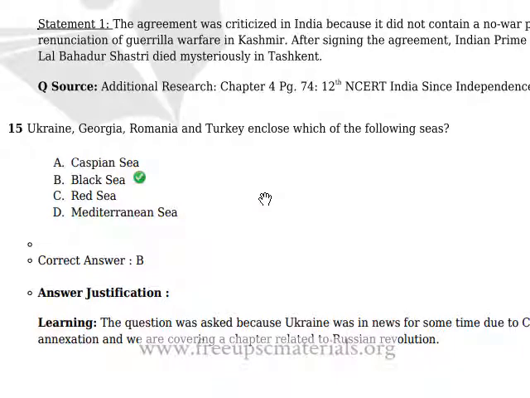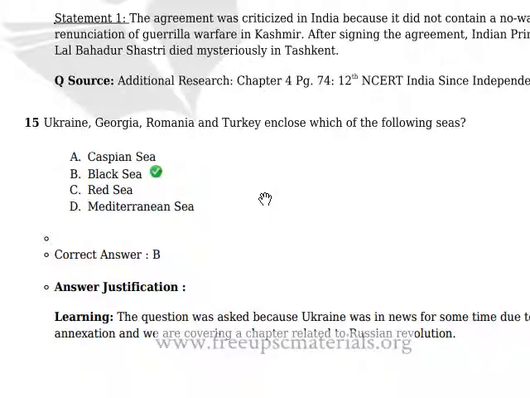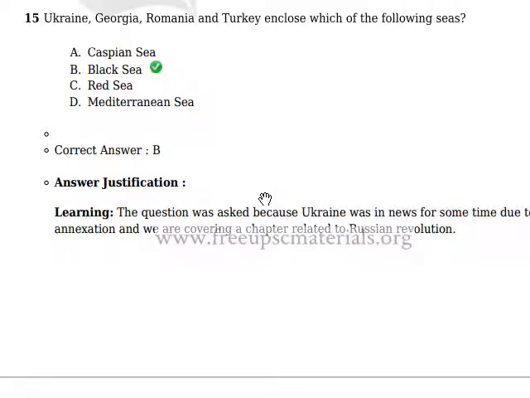Next, Ukraine, Georgia, Romania, and Turkey are enclosed by which of the following? Mainly the Black Sea. So, it is very important. The question was asked because Ukraine was in the news for some time due to the Crimea annexation, and we are covering a chapter related to the Russian Revolution. Please remember Ukraine, Georgia, Romania, Turkey are related to the Black Sea.